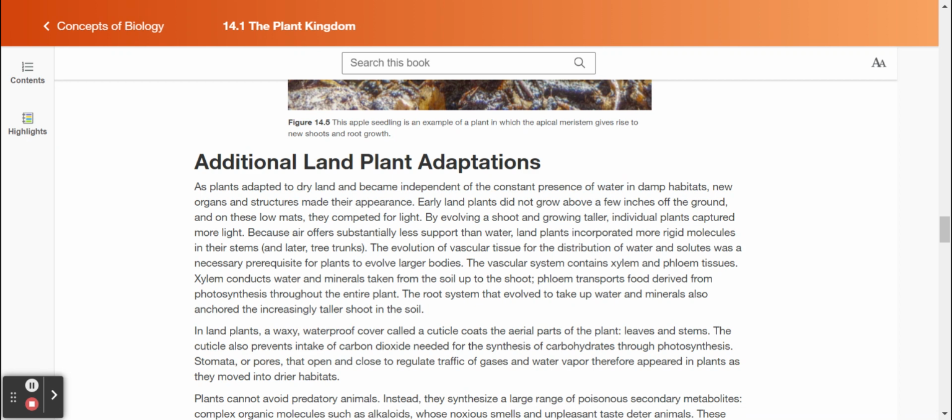Because air offers substantially less support than water, land plants incorporated more rigid molecules in their stems and later tree trunks. The evolution of vascular tissue for the distribution of water and solutes was a necessary prerequisite for plants to evolve larger bodies. The vascular system contains xylem and phloem tissues. Xylem conducts water and minerals taken from the soil up to the shoot. Phloem transports food derived from photosynthesis throughout the entire plant. The root system that evolved to take up water and minerals also anchored the increasingly taller shoot in the soil.